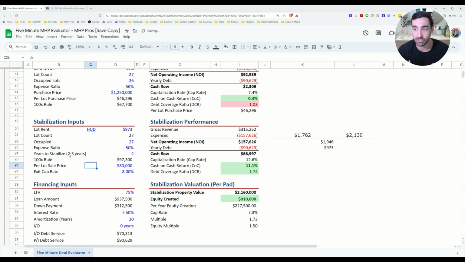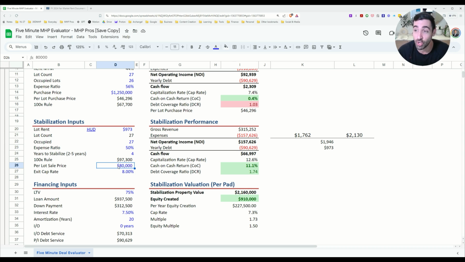The next inputs are going to be a little bit more difficult to quantify. However, a good rule of thumb is that your per lot sales price should be at or below your lot rent times 100. So what does that mean? It means that if we take our lot rent, which is $973, and we multiply it by 100, what we get is $97,000 per pad. And if we have $97,000 per pad as the baseline, we want to be at or below that on our per lot sales price. There's a lot of other factors that go into this, however.